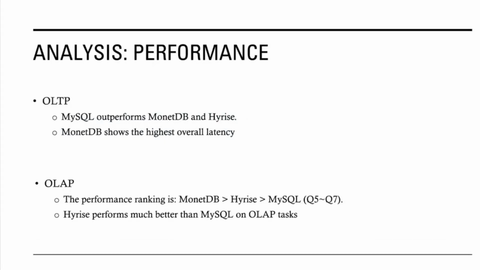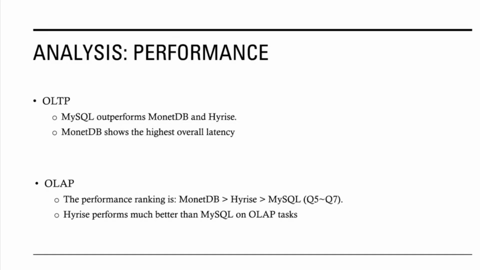To begin with the OLTP queries, MySQL, the row store system, consistently delivered the best performance. This outcome is expected because row store architectures can minimize the cost of modifying an entire tuple by storing full records contiguously in memory.